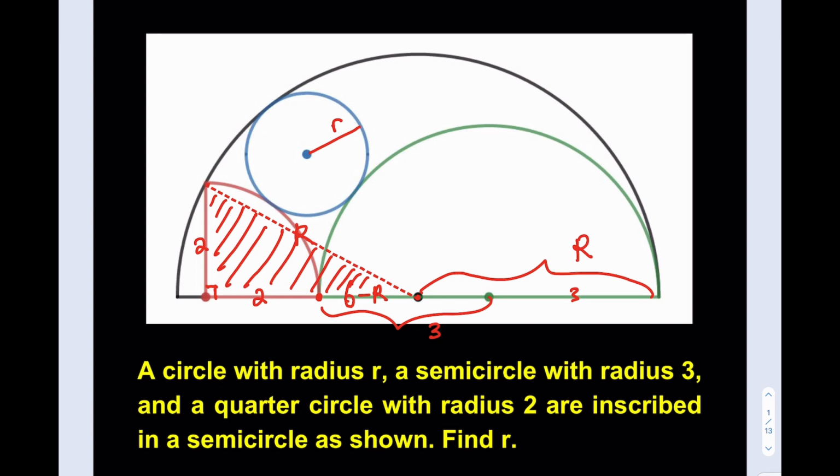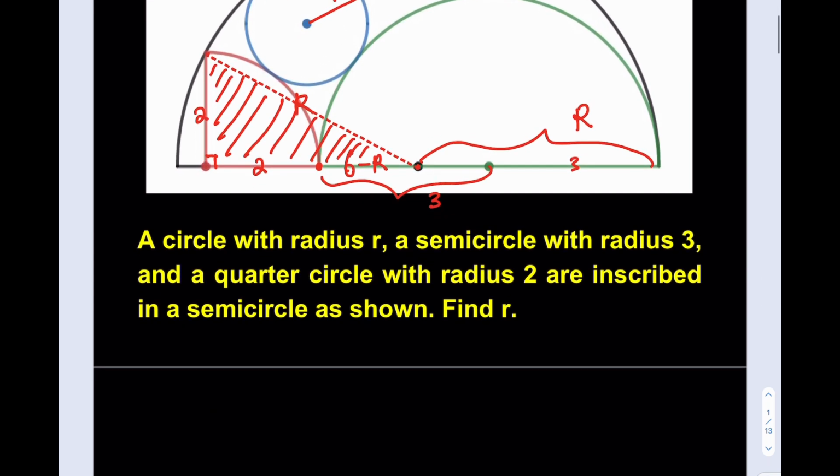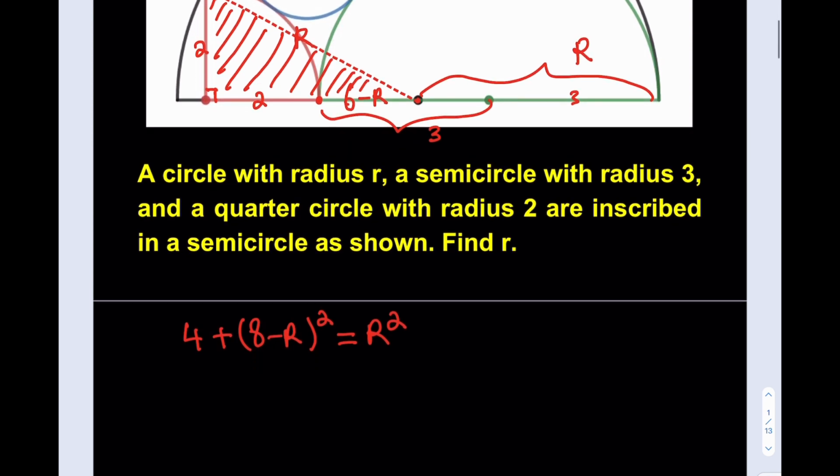So we can build our equation here. Let's go ahead and do that. So this gives me 2 squared, which is 4, plus 2 plus 6 minus R, which is 8 minus R, quantity squared. That is equal to R squared. Awesome. So this equation is going to give me the radius of the larger semicircle, which I have to find first before I can attempt to find the radius of the circle. Okay, so let's go ahead and expand this. 4 plus 64 minus 16R plus R squared is equal to R squared.